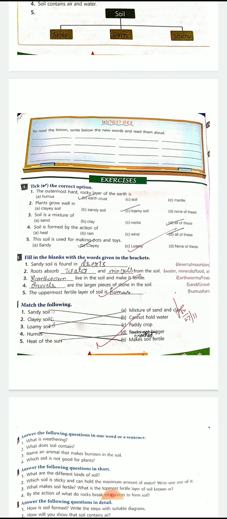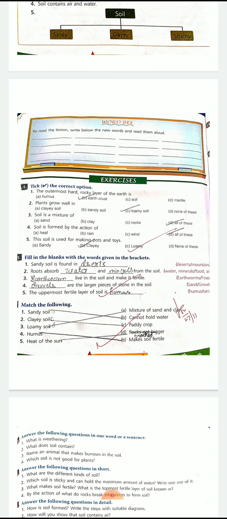How do they make it fertile? They keep on crawling, and they give out a lot of things. Then they die in the soil, so they turn into manure and make it more fertile. And they keep on moving, so the soil doesn't get fixed. They keep on giving air and water to the soil. Gravels are the larger pieces of stone in the soil. The uppermost fertile layer of soil is humus.